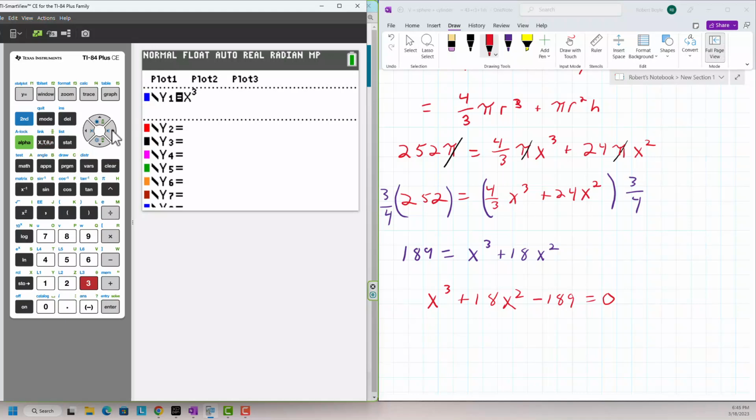Use your cursor to get out of it. Then it's going to be plus 18. You don't need to use the multiplication symbol.